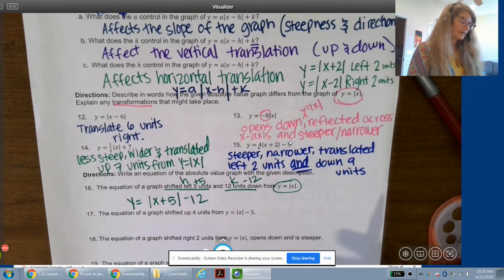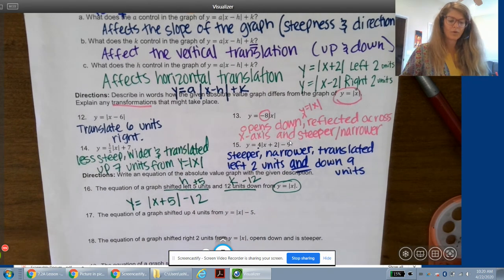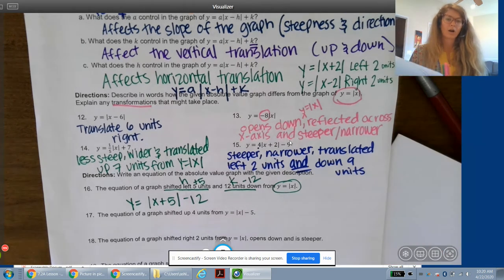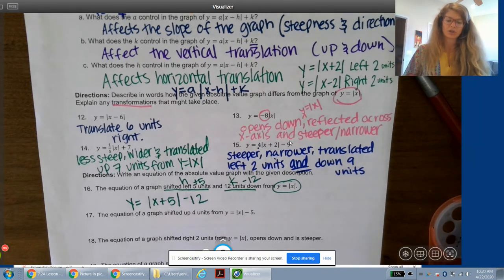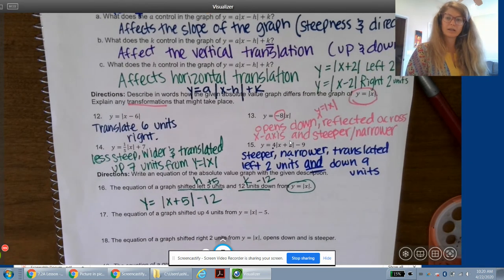So let's take a look at the next one. 17, 18, 19. Go ahead and work on those, and I will check in on you when you are done. Pause me.